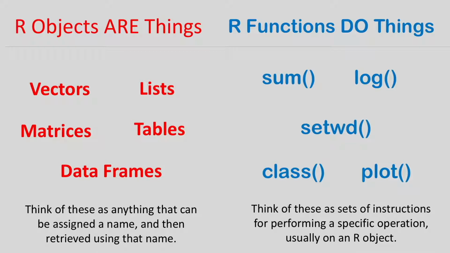In contrast to objects, which are things, functions, as you might expect, do things. They perform some type of operation, often on one or more objects. Functions in R can be recognized by their syntax, which consists of the name of the function, often something descriptive of what the function does, followed immediately by a set of parentheses. Specific instructions for the function, called arguments, are often provided inside the parentheses.